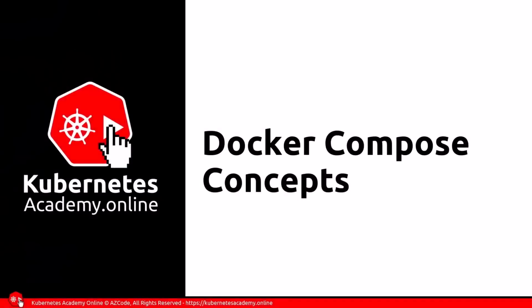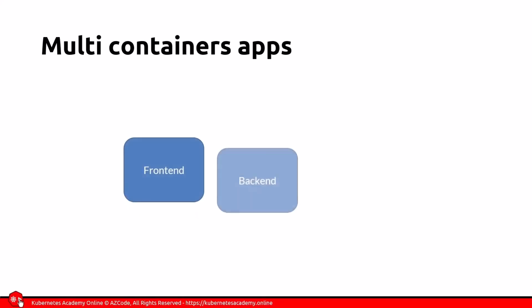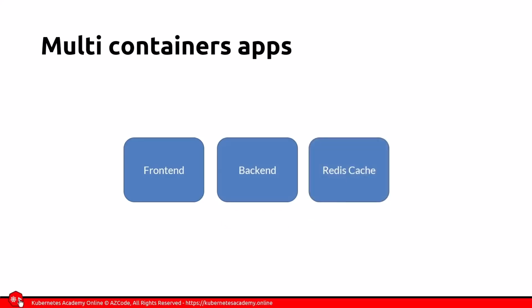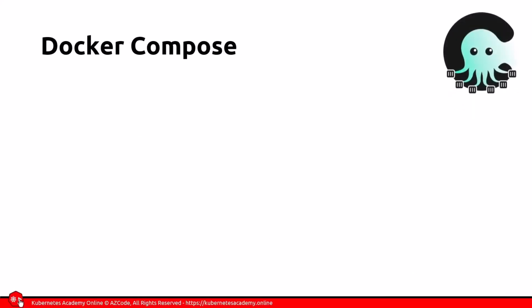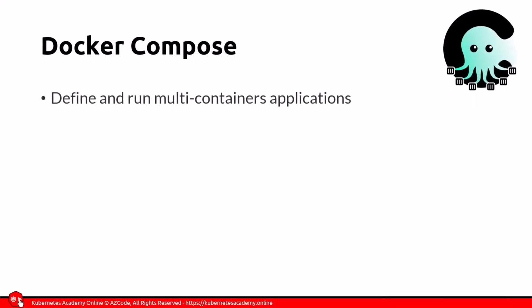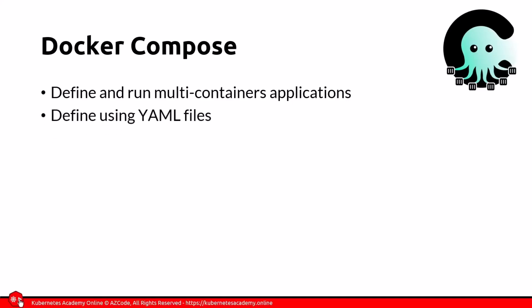Let's now take a look at the Docker Compose concepts. Let's say that your app is composed of multiple containers. You run the front-end container using a docker run command, docker run again for the backend container, and again for the Redis cache container. So you end up issuing multiple docker run commands to run your app. Would it be nice if you could deploy your app using one single command? Well, that's the Docker Compose goal, to define and run multi-container applications using a single YAML file.